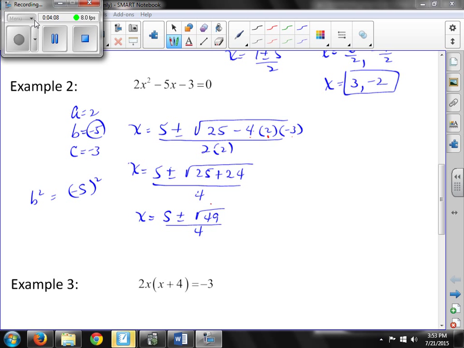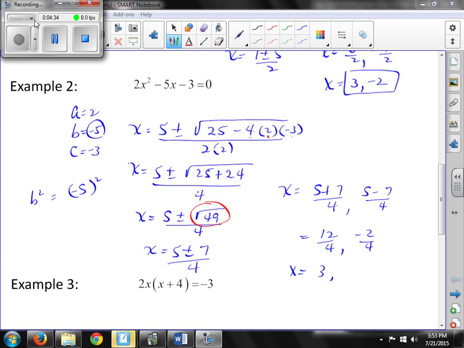And we know that the square root of 49 is a perfect square, so we have x is equal to 5 plus or minus 7 over 4. At this point, we have to separate it into x is equal to 5 plus 7 over 4 and 5 minus 7 over 4, so that x is equal to 12 over 4, negative 2 over 4, so x is equal to 3 and negative 1/2. Those are our two solutions.